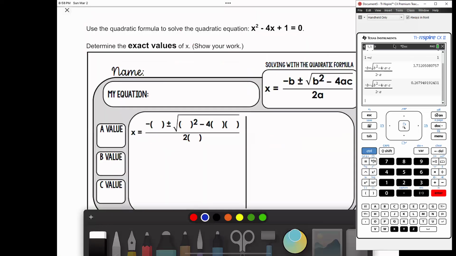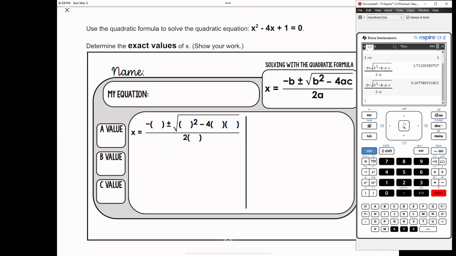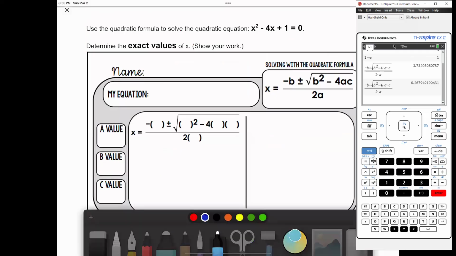So essentially, we have the same equation, but now they want exact values. Let me tell you what that means. That means no decimals. They don't want decimals. Fractions are okay. Integers are definitely okay. They don't want decimals that go on forever, and that's what this is. So whenever they say determine the exact values, let me show you what you need to do.